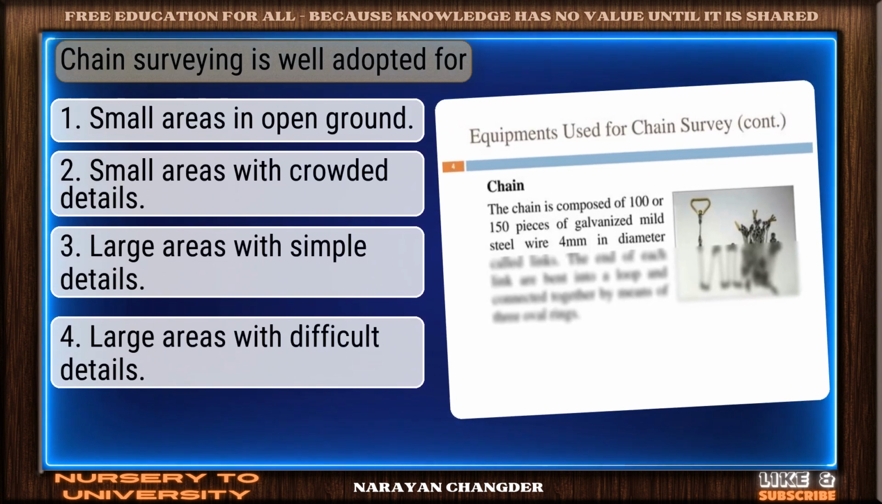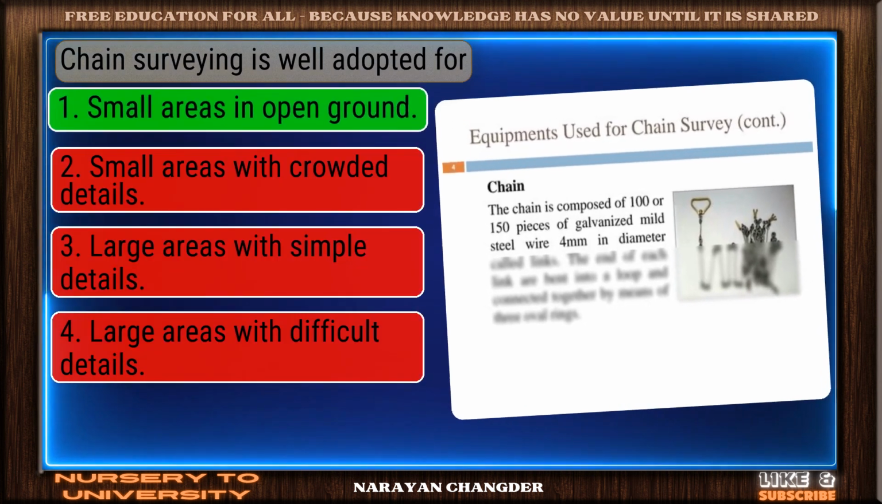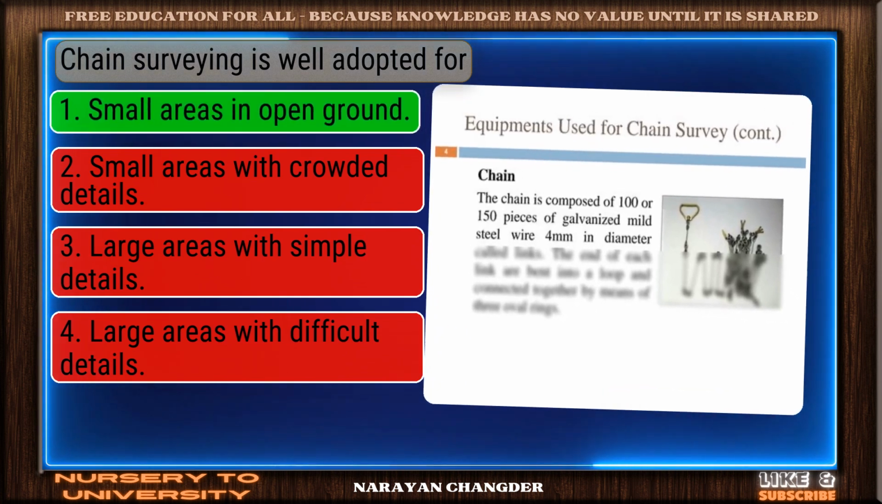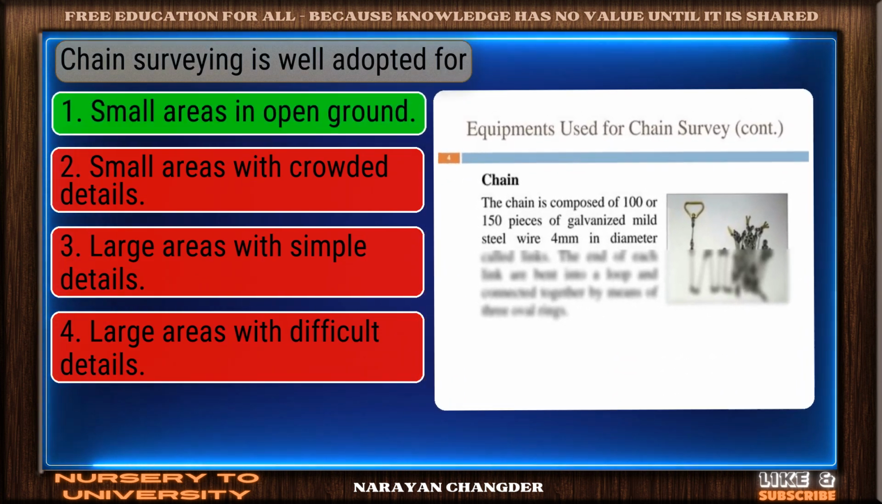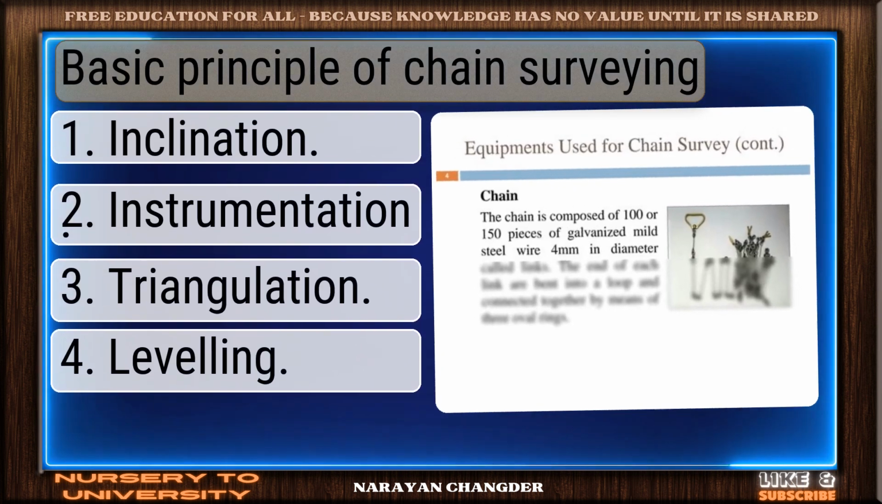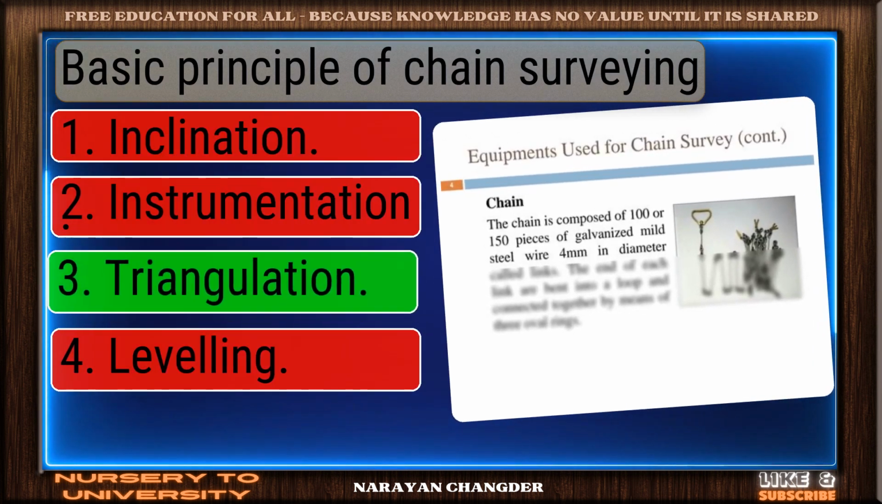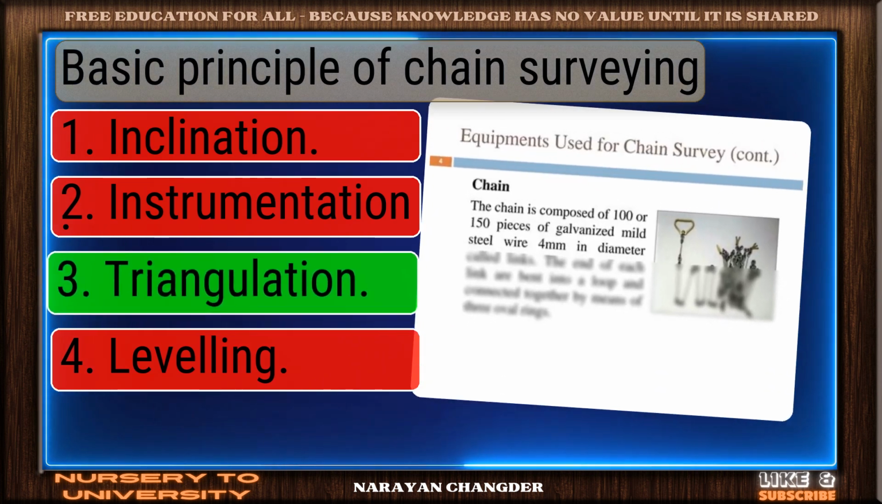Chain surveying is well adopted for. Correct response. Small areas in open ground is the most accurate answer. Basic principle of chain surveying. Correct. Triangulation is the right answer.